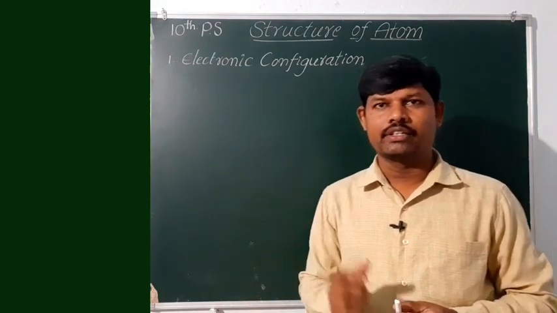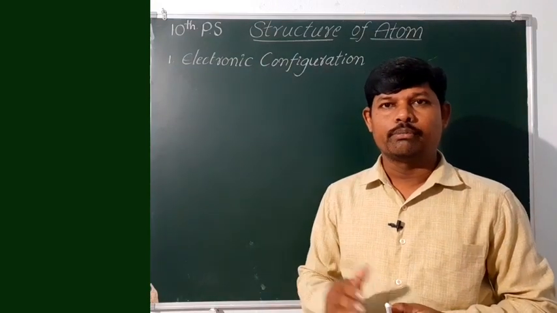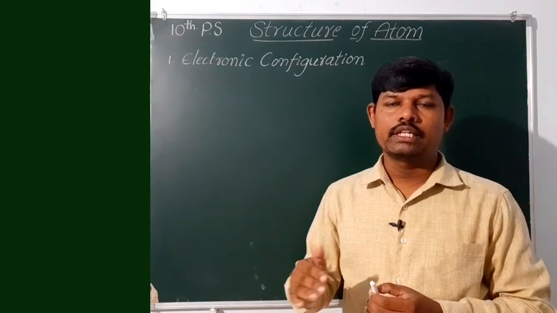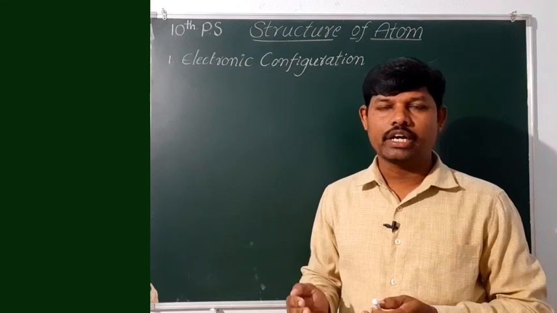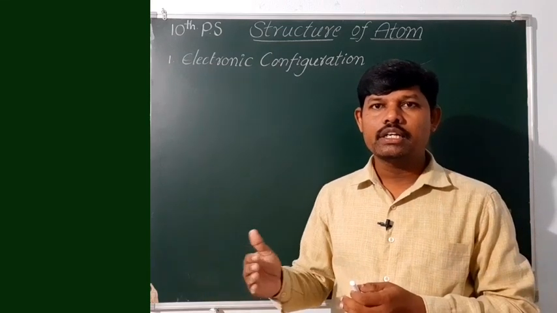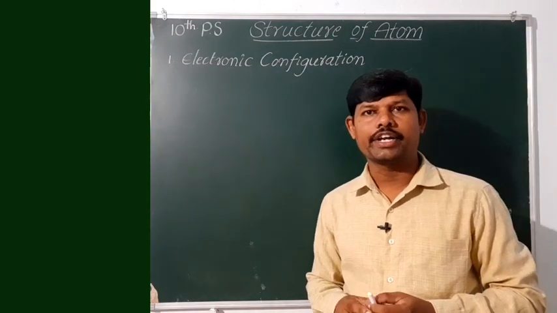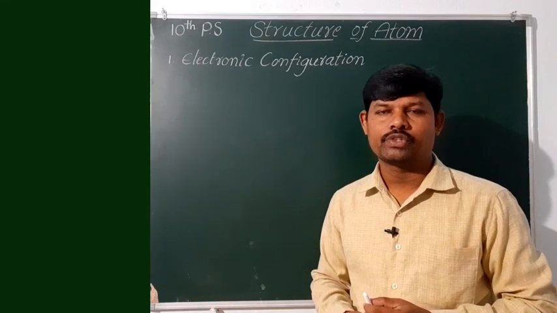Electrons in an atom, that means hydrogen atom, only one electron. But if you go forward in the periodic table, the atomic number will increase. That means the number of electrons increases in the coming atoms. So we have to know the electronic configuration of many electrons present in their atom.